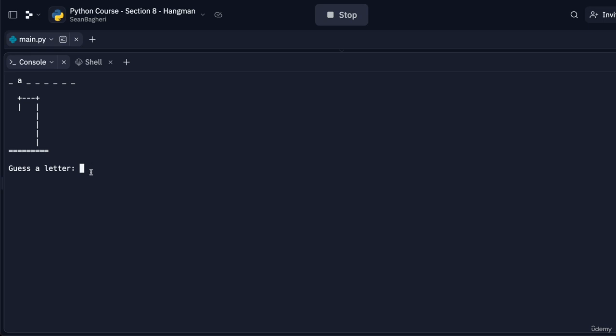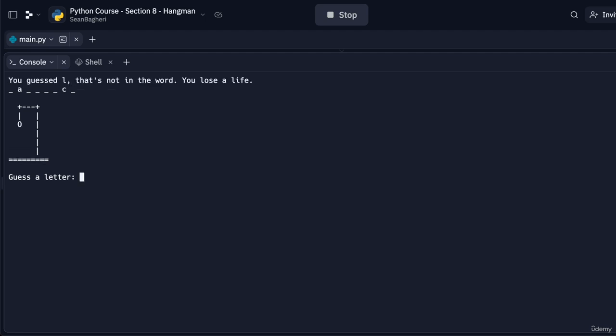I'm going to say maybe C. There you go, we got C as well. I actually don't know what the word is, because there are a lot of words in this game, so I'm not sure exactly which one is the correct one. There you go, L is the wrong one, so I lost a life. I see the hangman is actually forming here as well. So let's see, B is the wrong one.